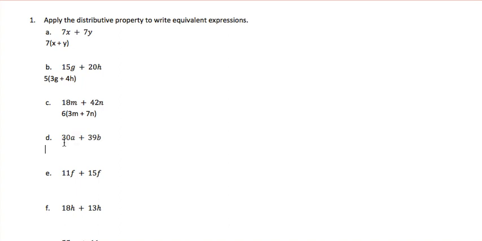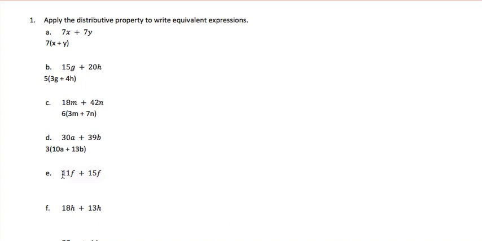In D, we have 30a and 39b. So if we're not mistaken, 3 is our greatest common factor. 3 times 10a equals 30a. And 3 times 13b is 39b. Okay.